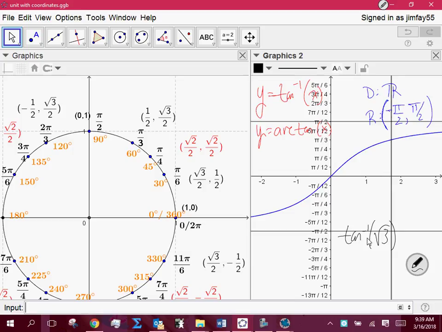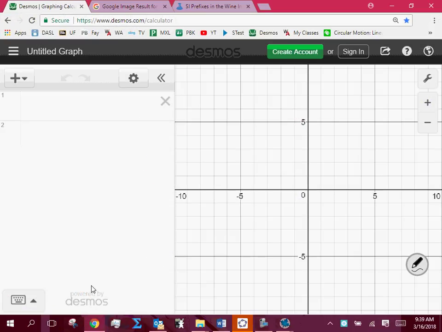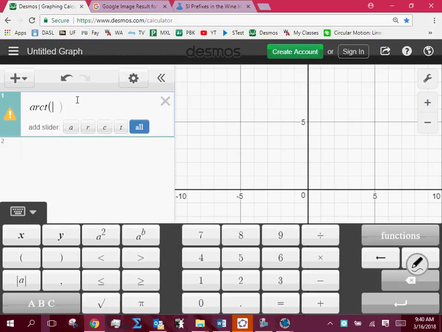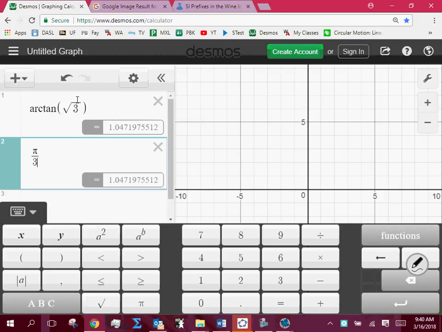So tangent inverse of radical 3 looks to us like it should be pi over 3. And I just want to check real quick arctangent of square root of 3. Is that pi over 3? Yes, it is. Okay. So how can I do that on the unit circle?